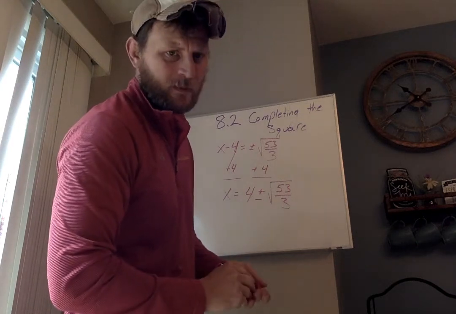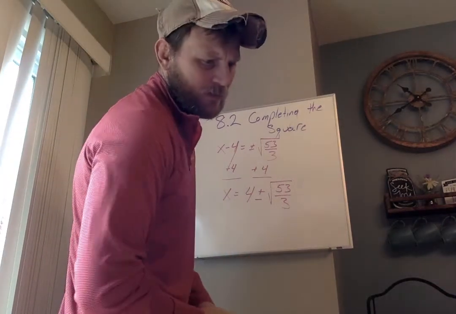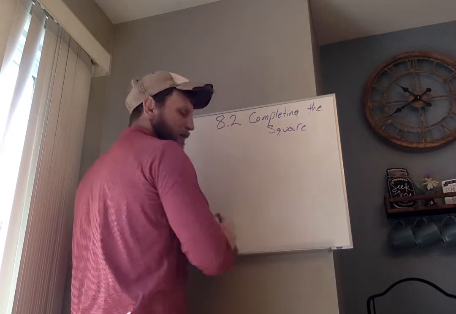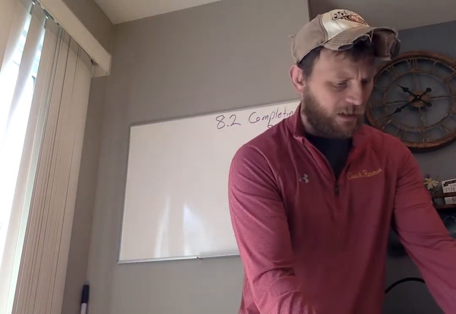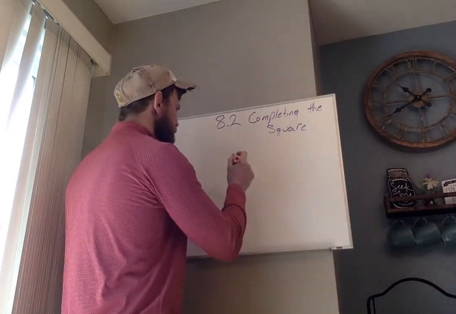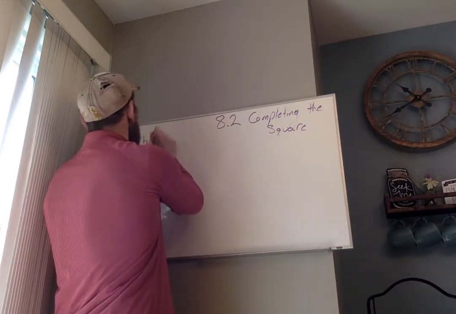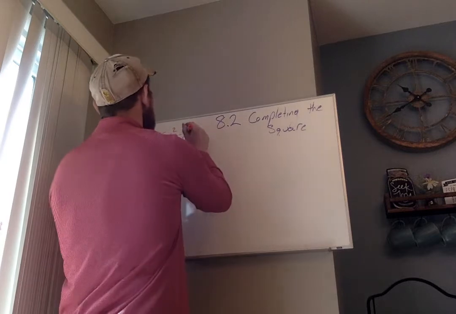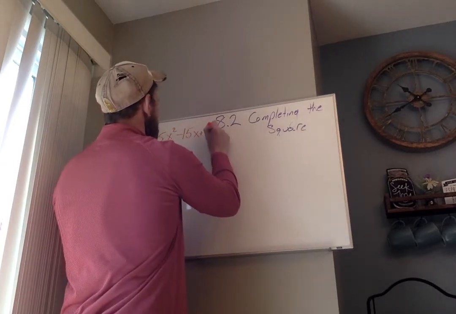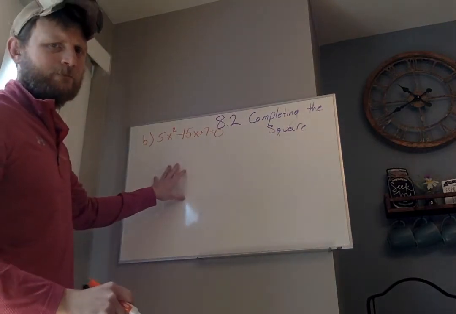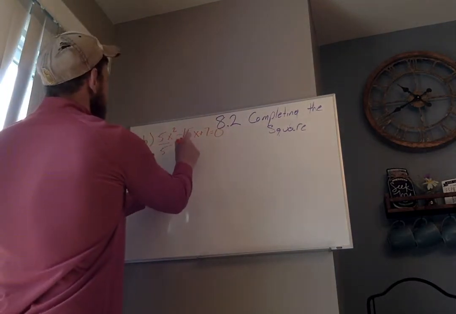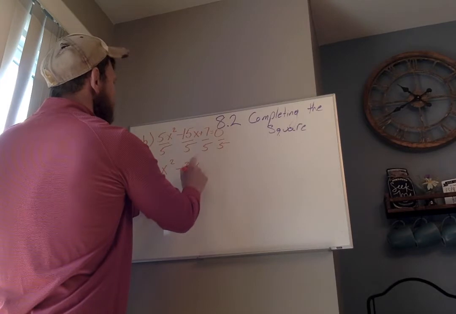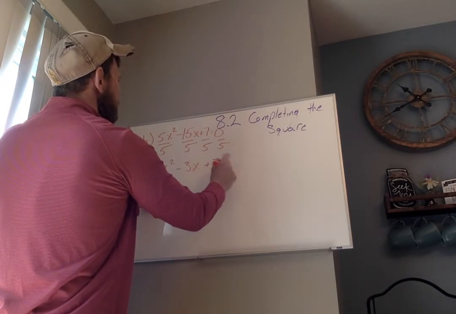Okay? So, one last problem, and then I'll let you guys get your work done for it. So, we have 5x squared minus 15x plus 7 equals 0. Okay? So I don't like the 5 out there, so I divide by 5. And I have x squared minus 3x plus 7/5 equals 0.